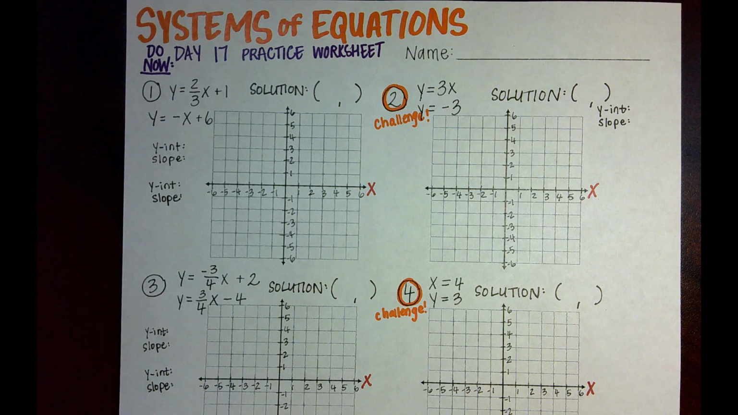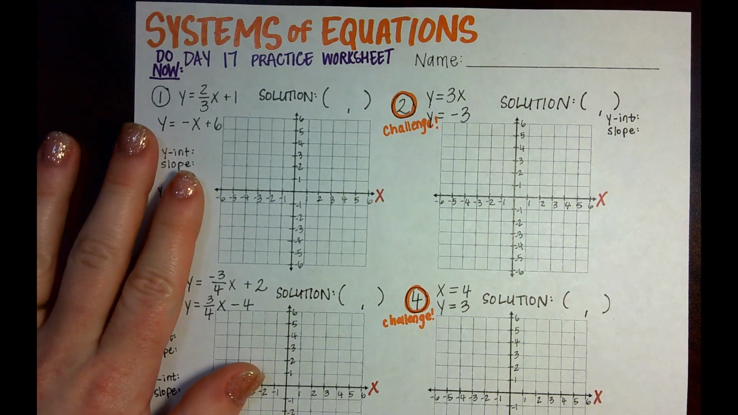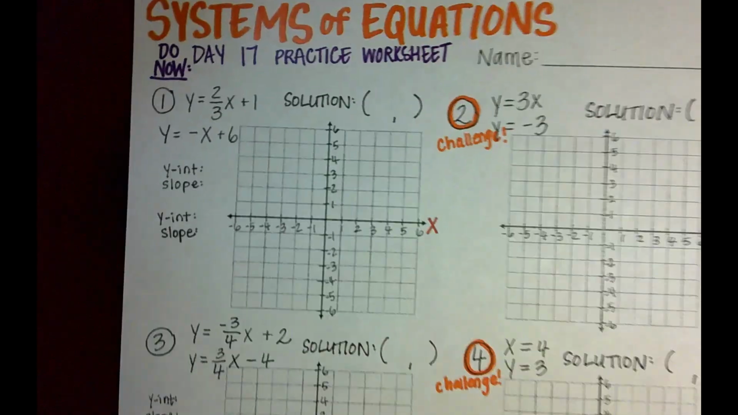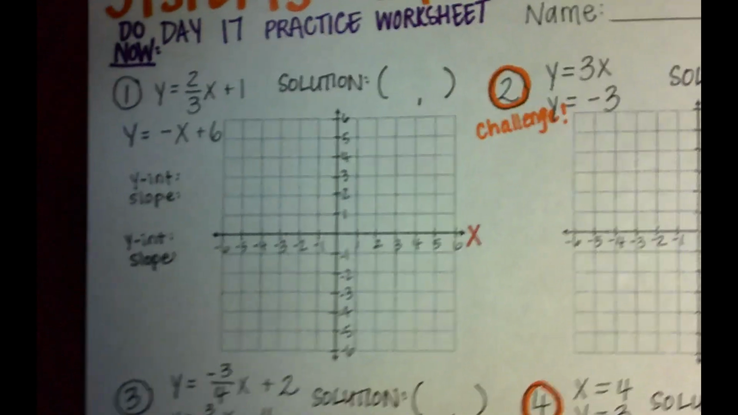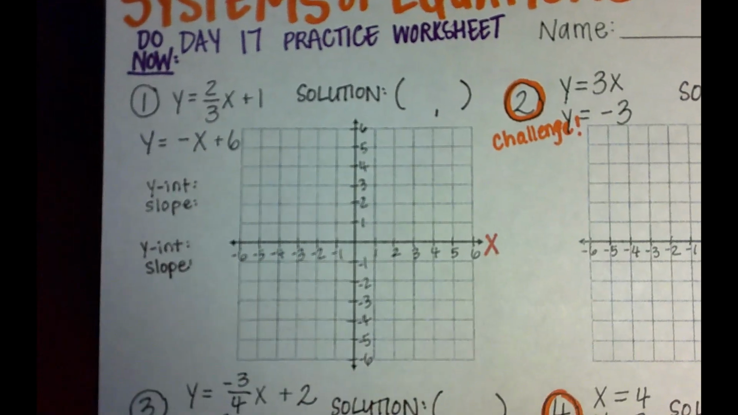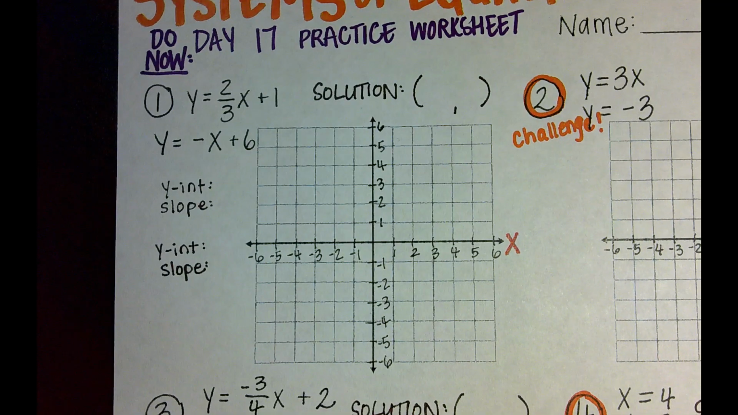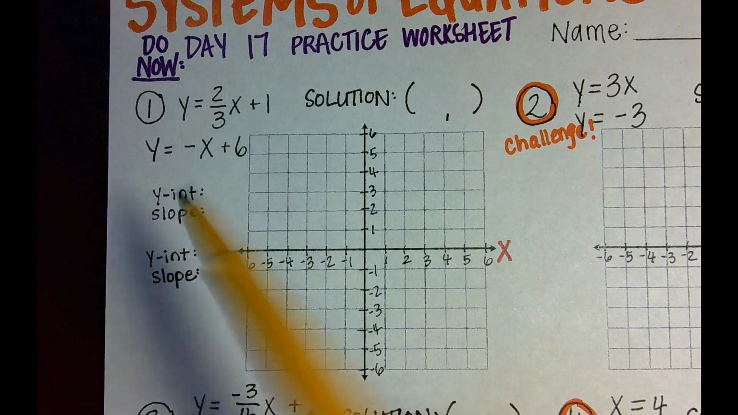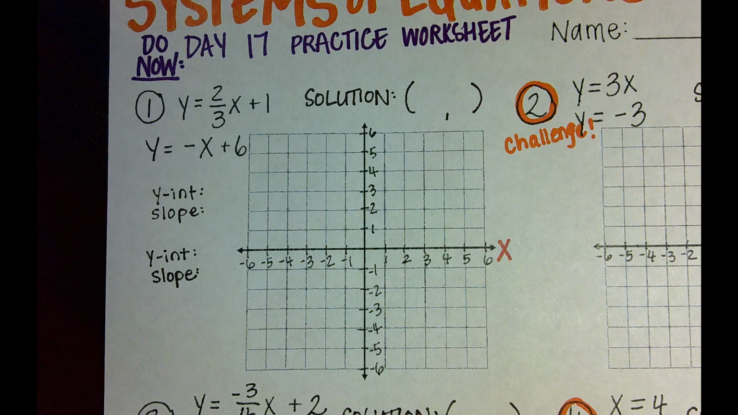A system is just putting two equations on one graph. That's really all there is to it. So let's start from the very beginning at number 1, where I have the equations y equals 2/3 x plus 1 and y equals negative x plus 6. I always like to start with identifying my y-intercept and my slope. So who can tell me what are my y-intercepts and my slopes?